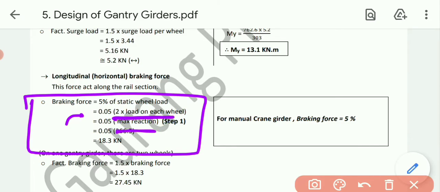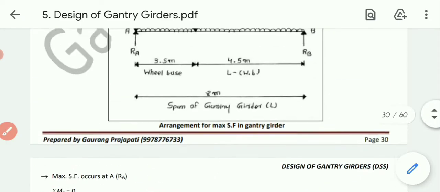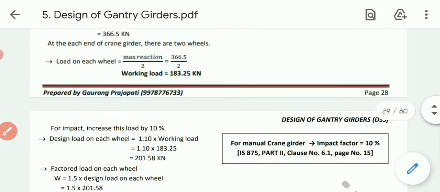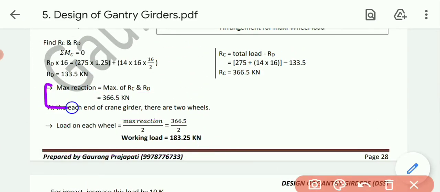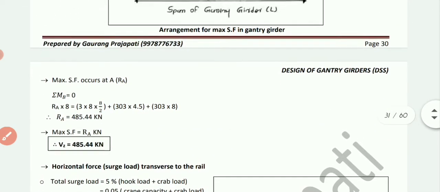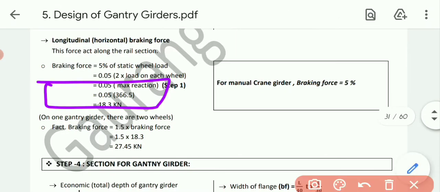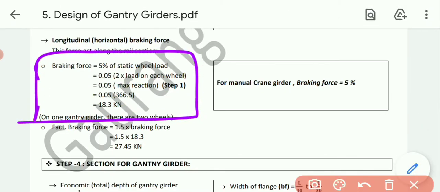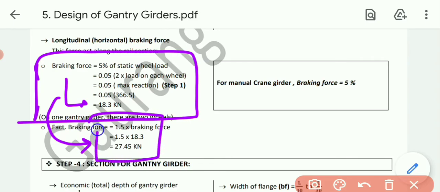So ultimately that was our maximum reaction. We have already calculated this one in step number 1. The maximum reaction was 366.5. So we need to take 5% of this. 5% of 366.5, our answer is 18.3 kilonewton. And as per the limit set, let's convert it into the factor load, that is multiply by 1.5. So we will get the answer 27.45 kilonewton. Okay, so that's the factor surge load which we have calculated over here. So that was our step number 3.